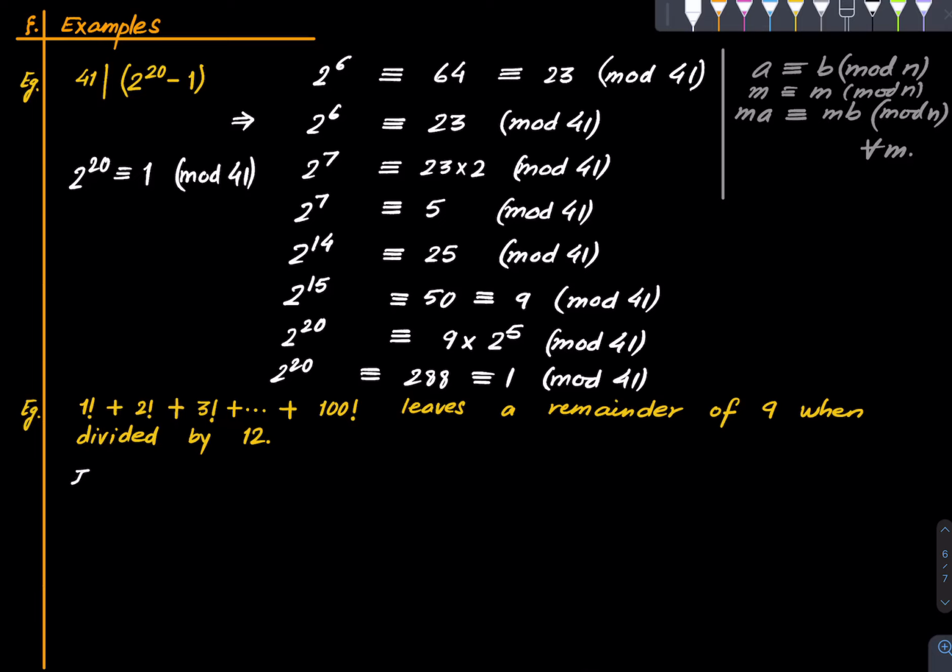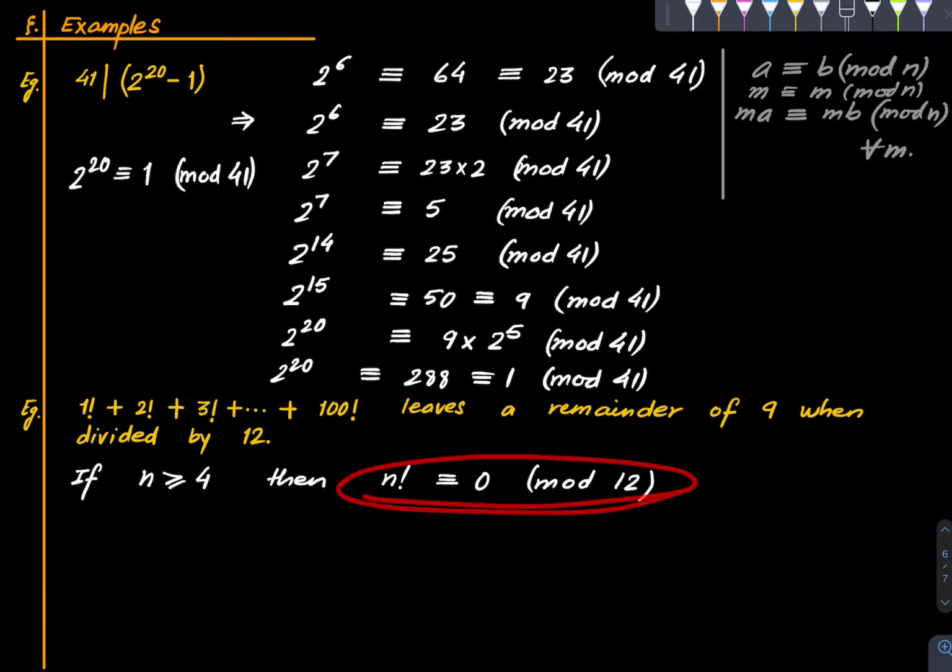Note that if n is greater than or equal to 4, then n factorial is congruent to 0 modulo 12, which means that n factorial is divisible by 12. Why is that? Because 4 factorial is 24, which is divisible by 12. And 5 factorial is divisible by 4 factorial, and therefore it is also divisible by 12. Same goes for 6 factorial, 7 factorial, and so on. So every integer greater than 3 has this property.